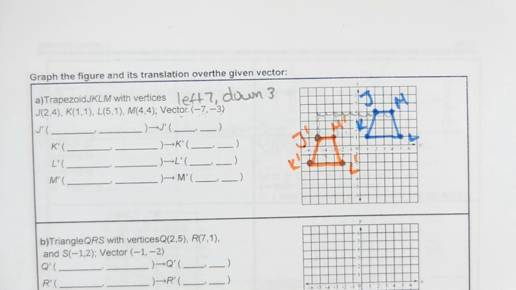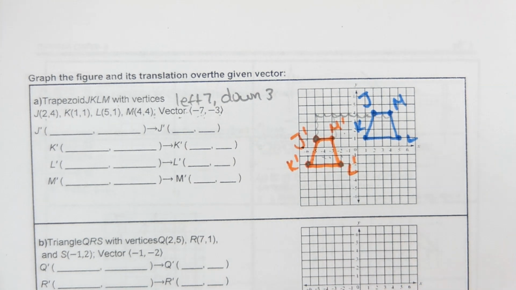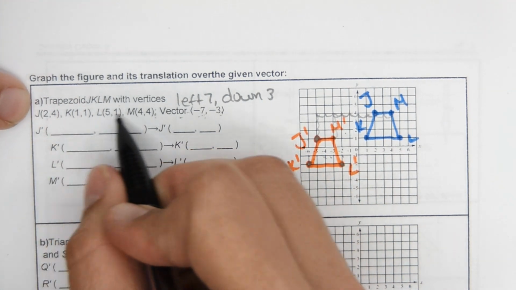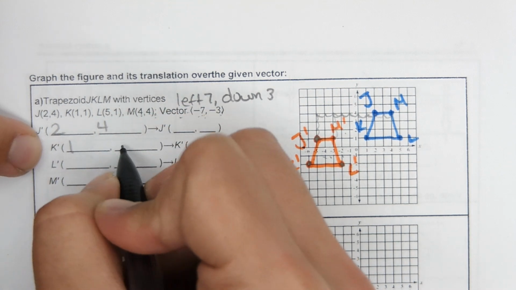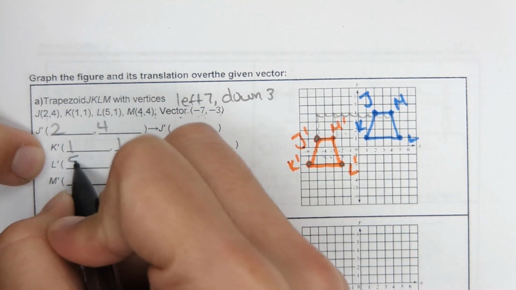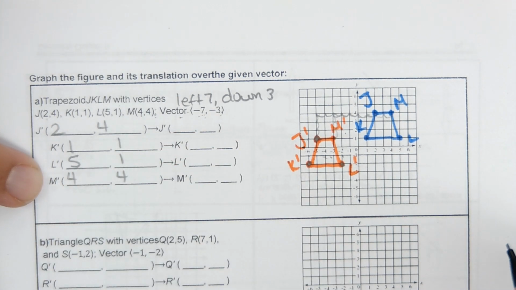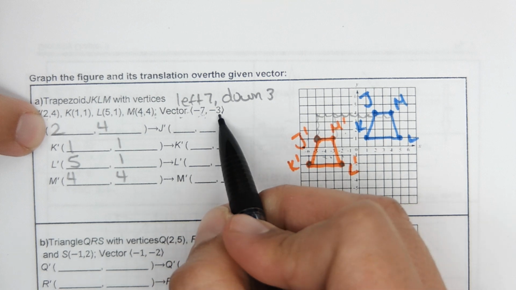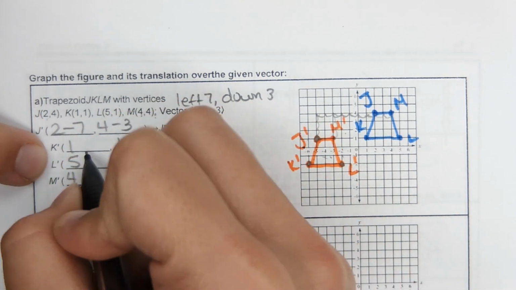In addition to graphing and counting squares to find the new shape location, you can also use math. So what I'm going to do here is write down all the original coordinates. So J is at 2, 4, K was 1, 1, L is 5, 1, and M is 4, 4. And then you can use the vector and just add this to the x-coordinate and add this to the y. So 2 minus 7, 4 minus 3.